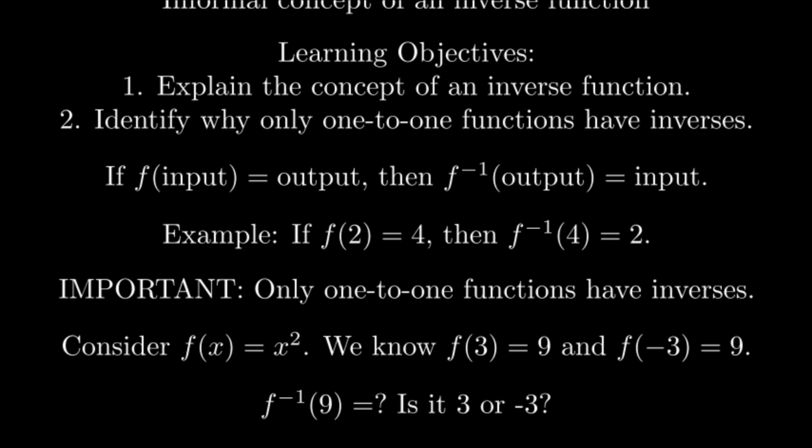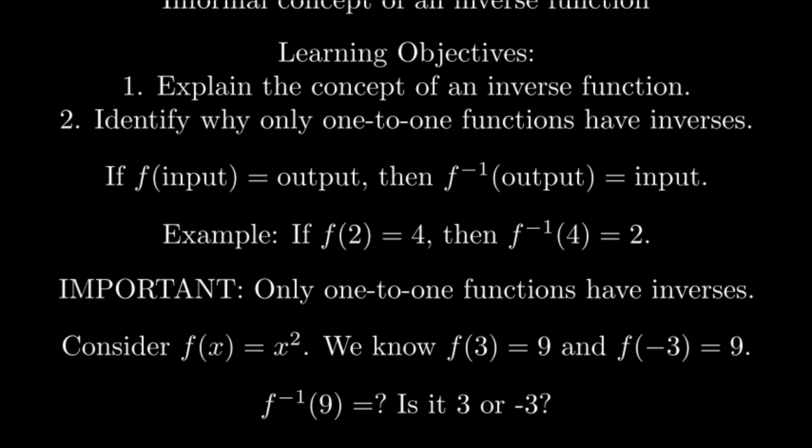The inverse relation would need to map the input 9 to two different outputs, 3 and negative 3. This violates the definition of a function. Because of this ambiguity, a many-to-one function cannot have a well-defined inverse function. The reversal process doesn't work. Only a one-to-one function where every output is unique can be perfectly reversed.